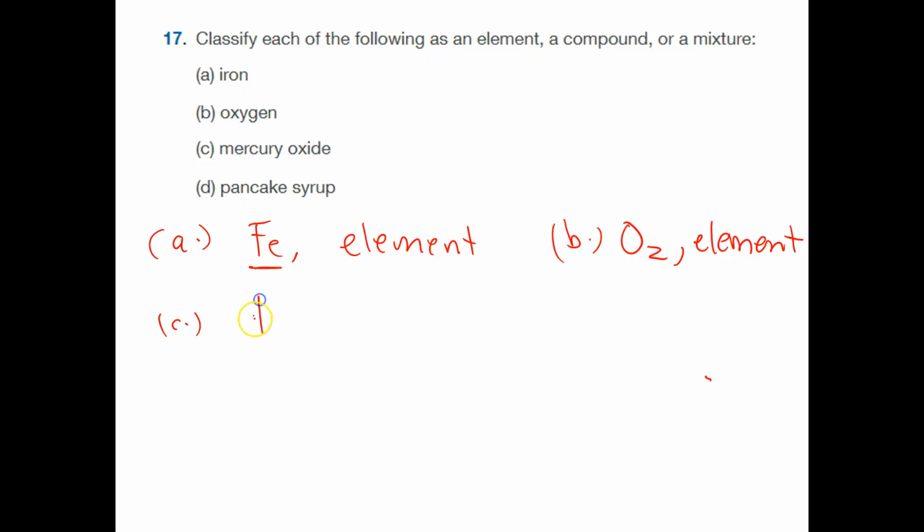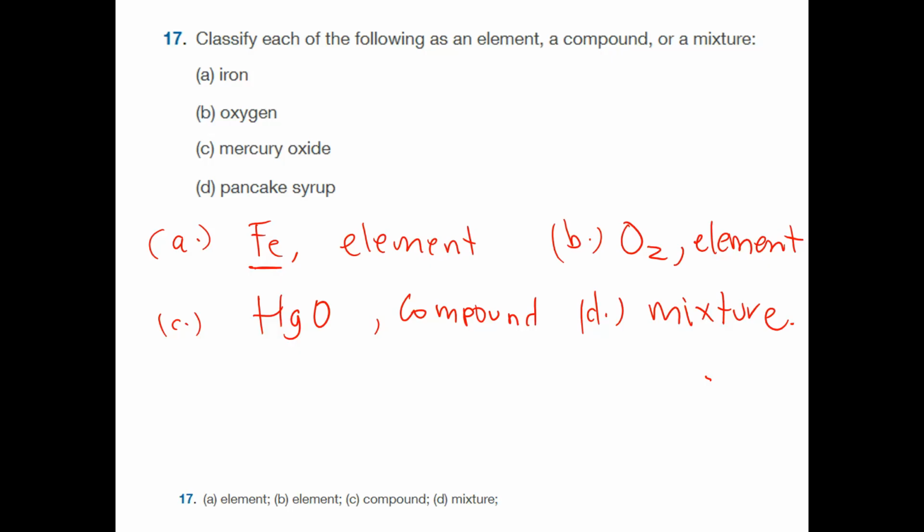Mercury oxide, we mentioned this earlier when we were talking about the law of conservation of matter. It's made of mercury atoms and oxygen atoms. It is a compound. Pancake syrup, which is kind of the fake maple syrup stuff, is made up of a whole bunch of different compounds. It's got some water in there, probably some fructose, and some colouring to give it that nice brown colour. Clearly made up of many different things. So we're going to classify that as a mixture. So it looks like they agree with me. I got each of these correct.